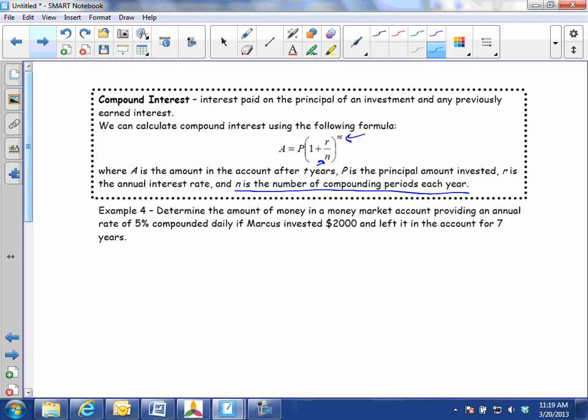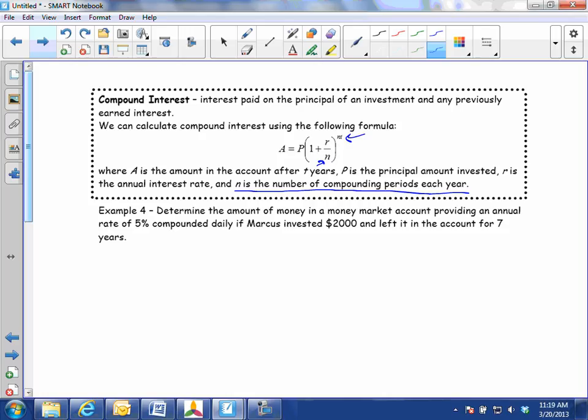Okay, so A is the amount that we're going to have every time after we figure out the interest. P is still the principal amount, so we still have whatever we're starting with, whatever we put into the account at the beginning. R is still the interest rate, so it's still going to be a percent divided by however many times they compounded in a year. Does this make sense so far?